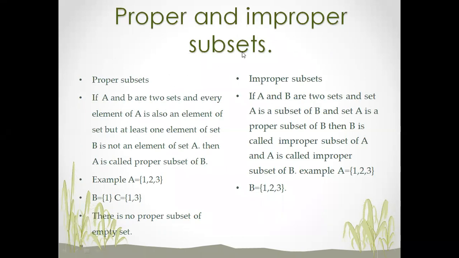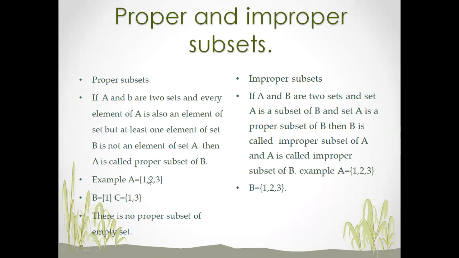Proper and improper subsets. When we talk about subsets of a set, we have 2 main definitions: proper subsets and improper subsets. If A and B are 2 sets, and every element of A is also an element of set B, but at least one element of set B is not an element of set A, then A is called a proper subset.